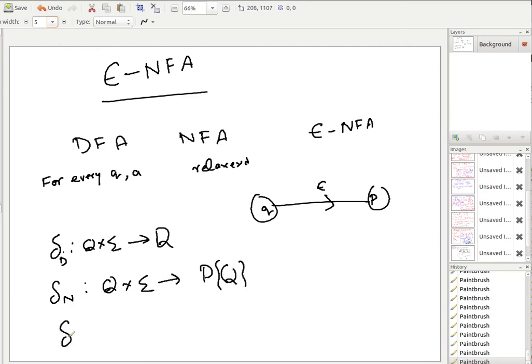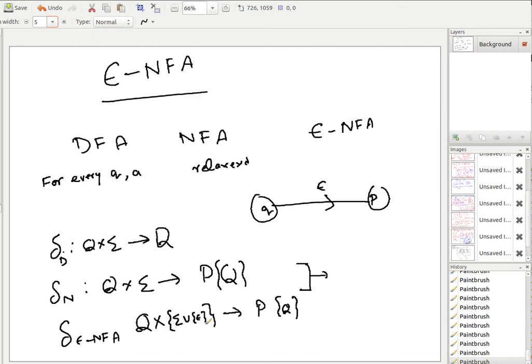In the ENFA, the transition function behaves like Q cross (sigma union epsilon) to P(Q). What is the difference between these two? It is saying that apart from the symbols, you can have epsilon as an input symbol also on the arrows. So it is called ENFA.